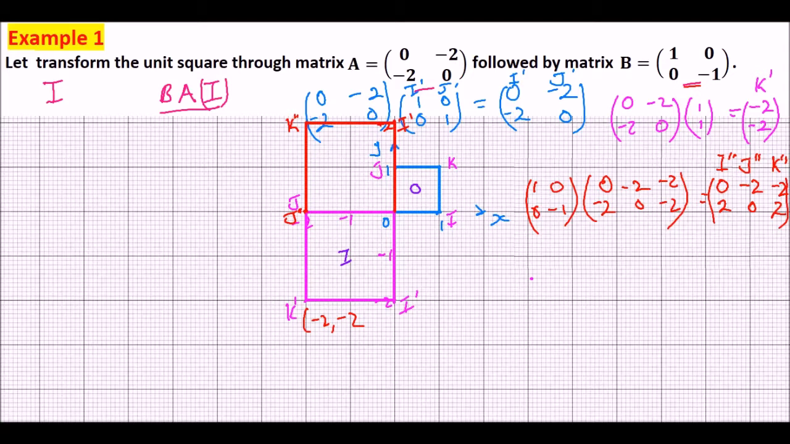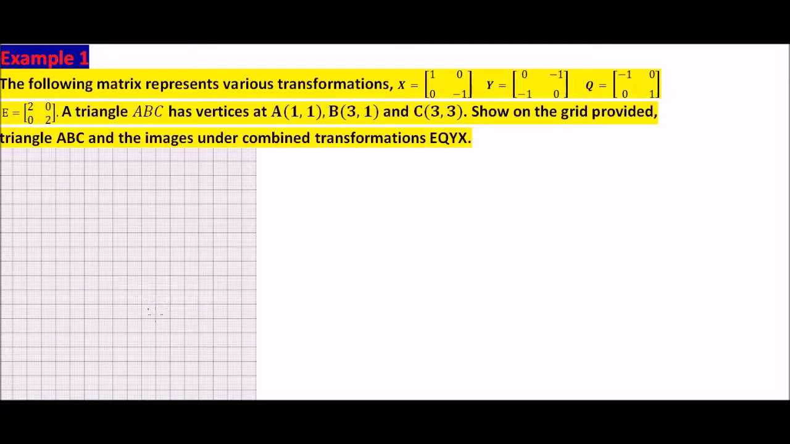So this is our second image. You can call it 2, this is 1. So that we perform successive transformations given those two matrices. We could say that is enough for that lesson. So here is another example demonstrating successive transformations, and we are told the following matrices represent various transformations.